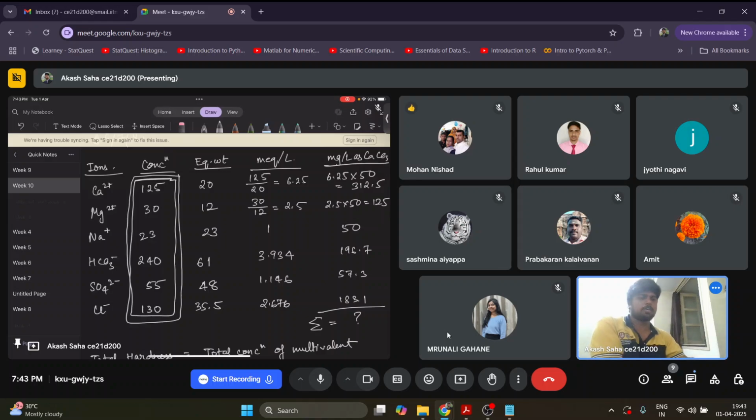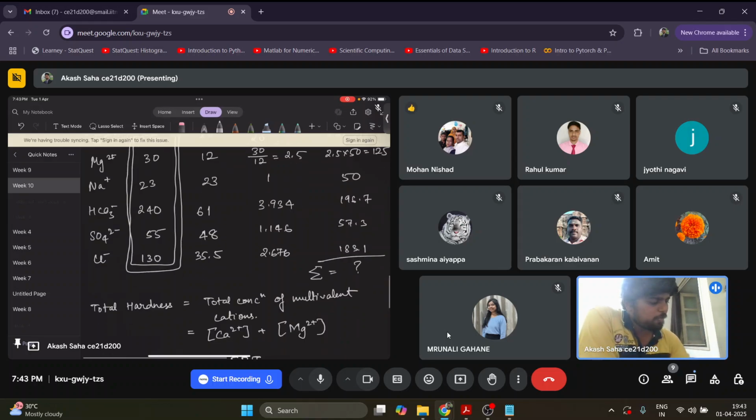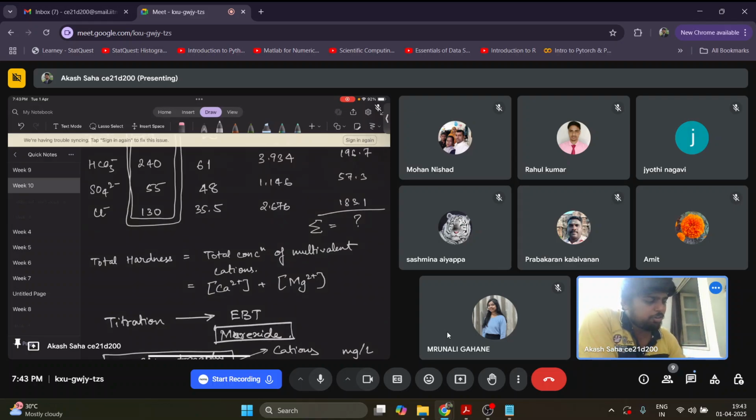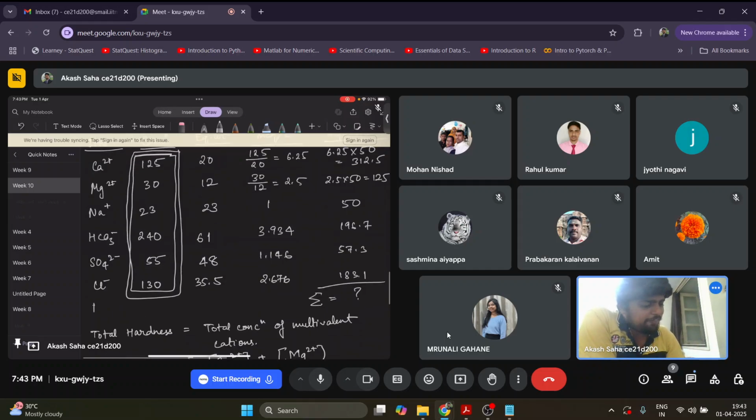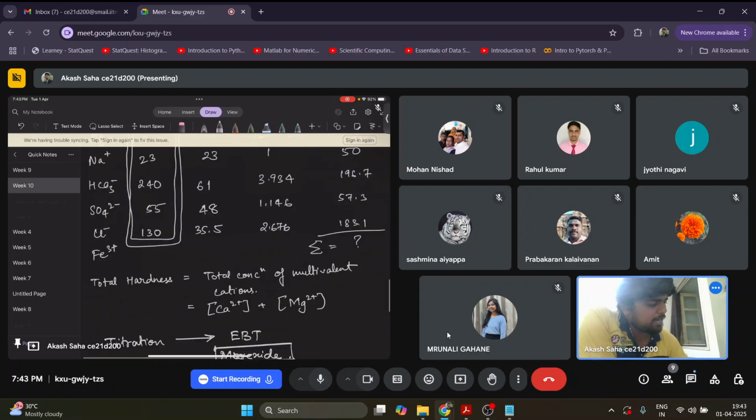So coming back to the question, whatever the total hardness, we will calculate the total concentration of multivalent cations. Forget everything else, just multivalent cations. Suppose in the system Fe3+ is also there. Will it give hardness? Yes, it will also give hardness. So we have to add Fe3+ also.